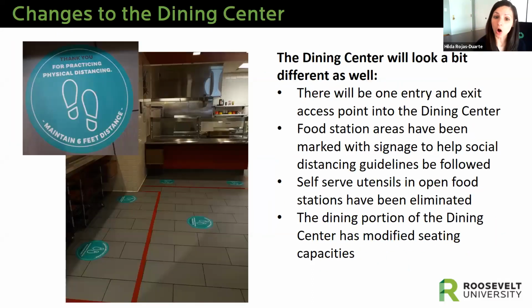The dining center will also be looking a little different. So as you can see here, the different stations where you would go to get your food have also been identified and marked to show you where you can stand. There is going to be a limit on the amount of people that can go inside of the dining food area where you are collecting your meals, right? And so there may be a time when there is a small line outside. There is only 1 entry point and exit point, and again, that is to help with traffic flow.